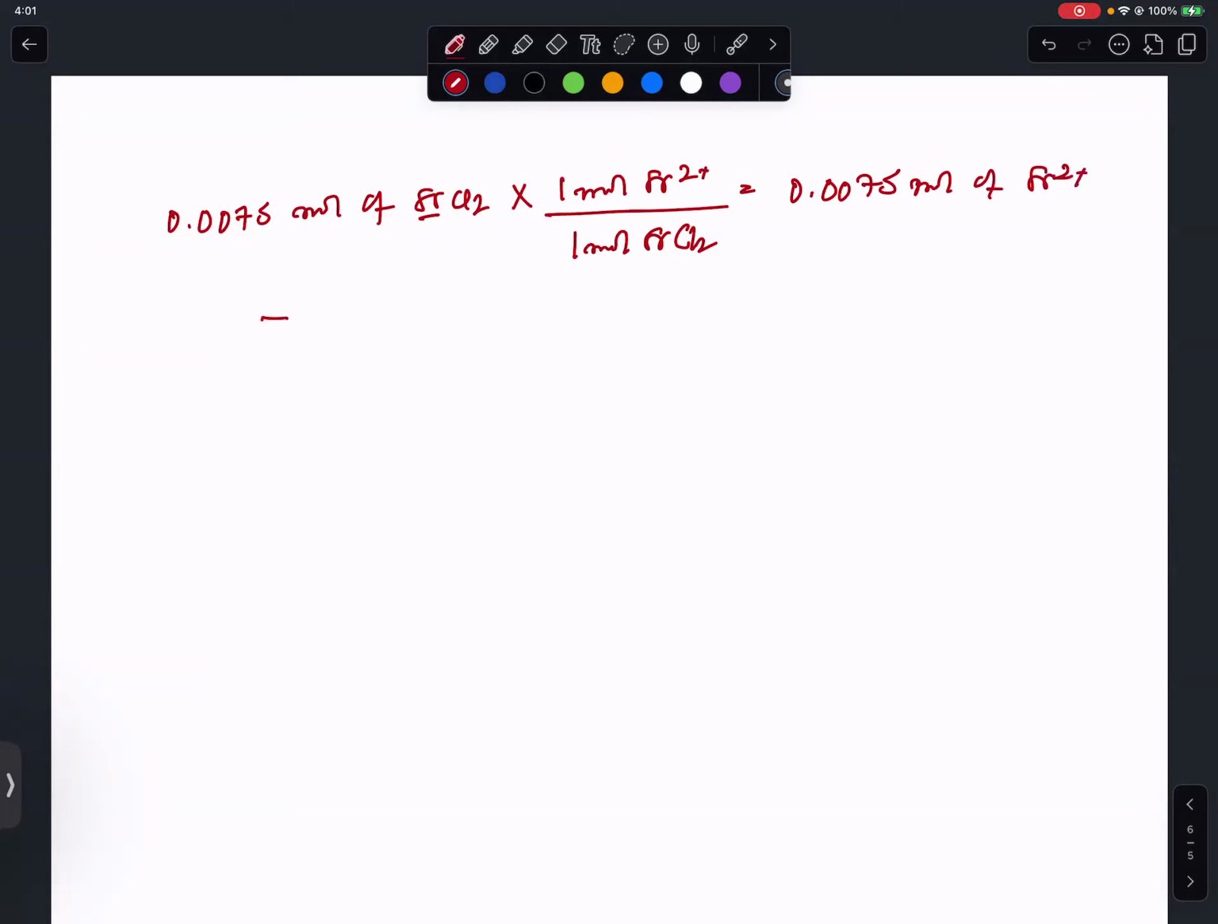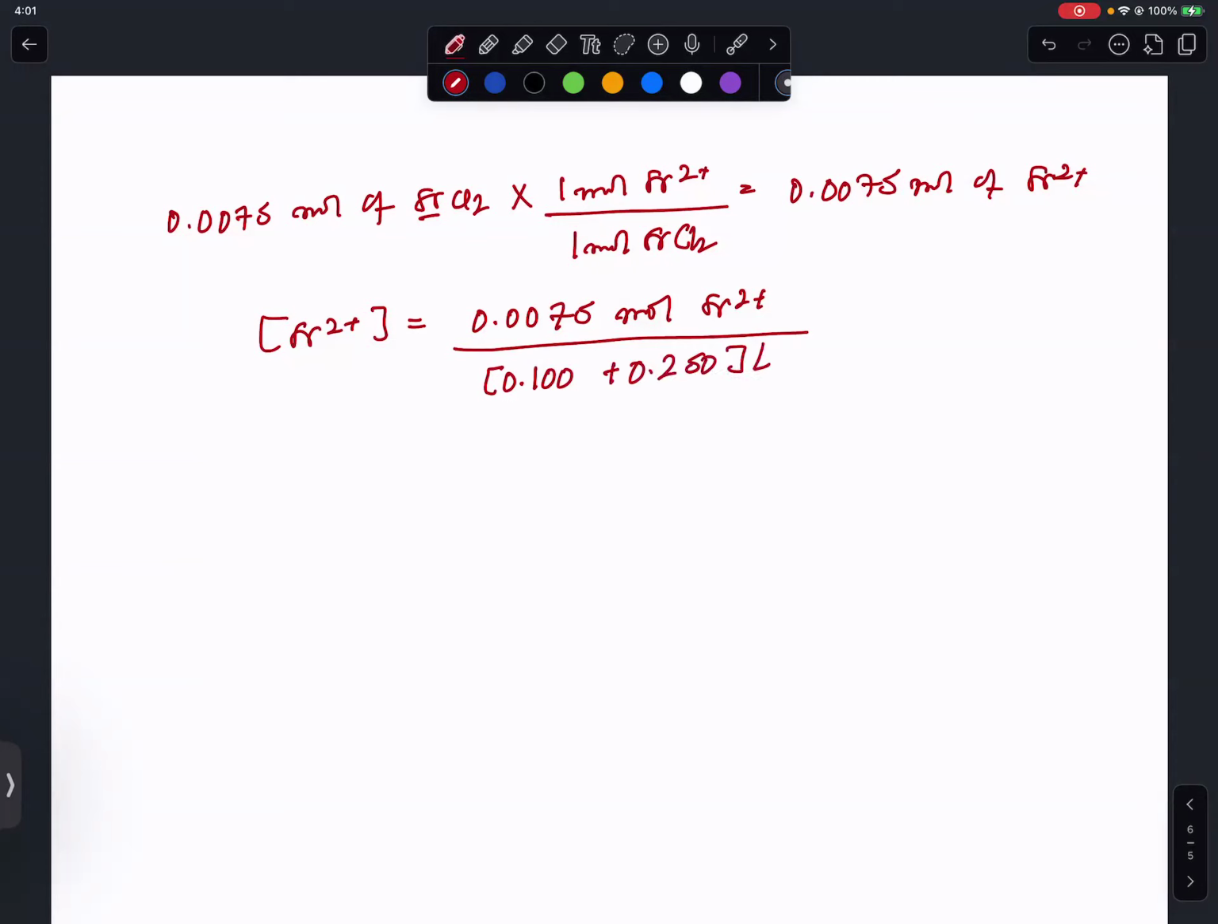And lastly, the concentration of strontium ion in moles per liter is going to be the 0.0075 moles strontium ions divided by the total volume, which is 0.100 plus 0.250 liters. And I get here 0.0214285743 molar. And if I'm going to round everything to 3 sig figs, it becomes 0.0214.